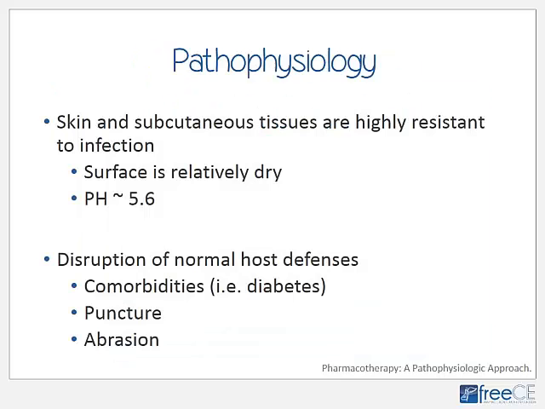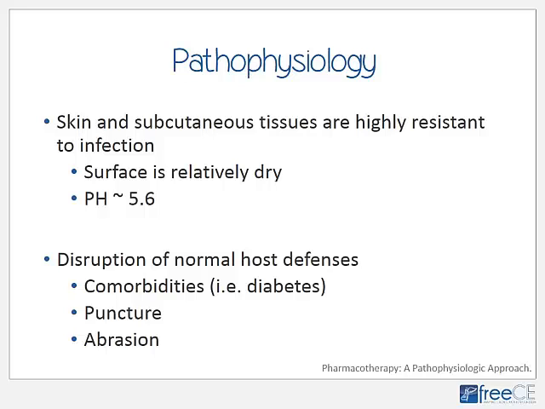So I think the next big thing to talk about is the pathophysiology. Why do patients get cellulitis or skin and soft tissue infections? Interestingly enough, the skin and the subcutaneous tissues are actually highly resistant to infection. The reasons for this are that the surface of the skin is relatively dry, and the pH of the skin and subcutaneous tissues is about 5.6, more acidic than what our microbes like in terms of being able to grow. So it's very resistant because it just doesn't provide an environment that's conducive to the growth of microbes.